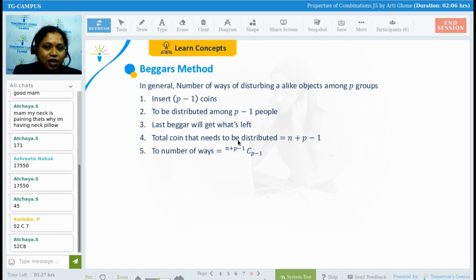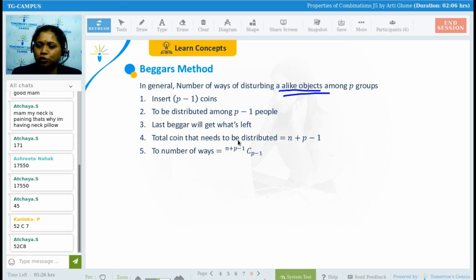How this is derived, now see. In general, the number of ways of distributing alike objects. You must think that they must be alike objects, otherwise this method will not be applicable. Clear? Okay. So, I have n alike objects distributed among p persons. Like I have 5 coins and I want to distribute them among 3 beggars. How can we do that?